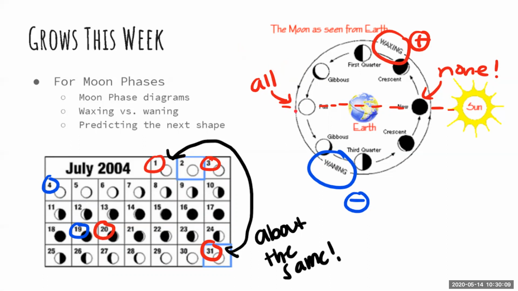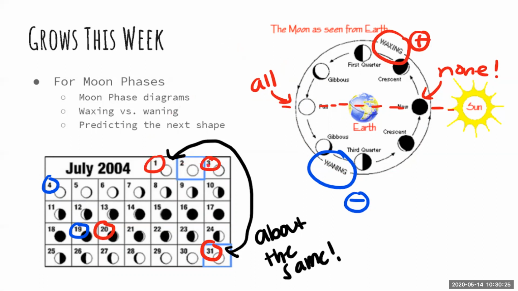After the full moon, it's in a waning pattern. It's decreasing. So that means we can see less and less of the moon until it returns back to a new moon. Let's look at the calendar pattern.